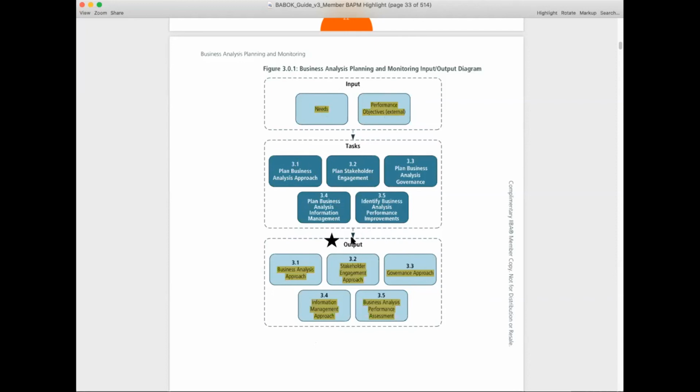And so our outputs, most of these are actual tangible deliverables that include your business analysis approach, which might also be referred to as the business analysis plan. And all of these are subsets of the business analysis plan. So you have your stakeholder engagement approach, your governance approach, your information management approach, and then the business analysis performance assessment.